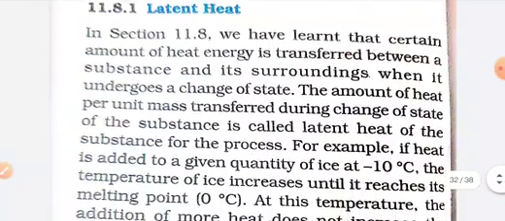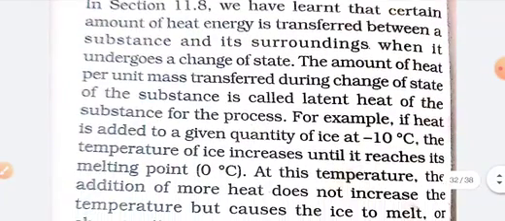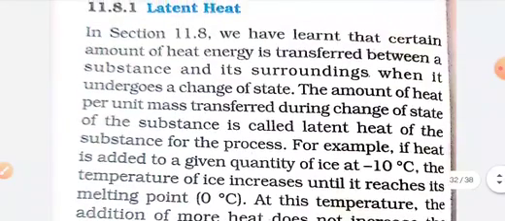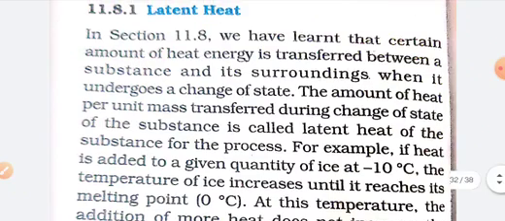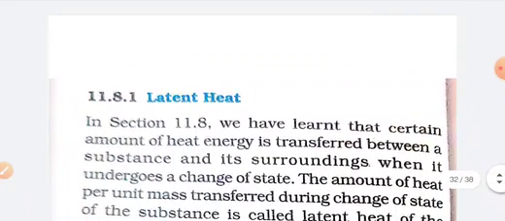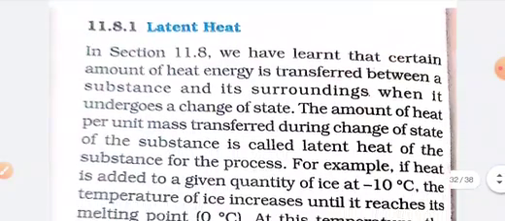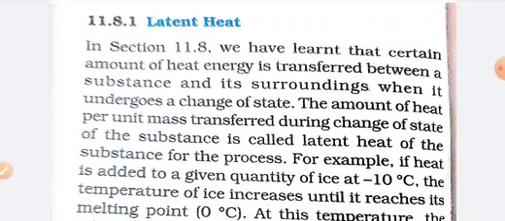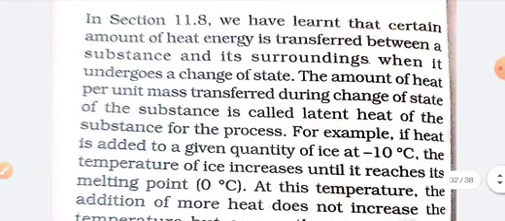In section 11.8 we have learned that a certain amount of heat energy is transferred between a substance and its surrounding when it undergoes a change of state. We know that when the state of the body is changing, some amount of heat is transferred between the substance and surrounding. That means while we are giving it heat, the temperature of the substance is not changing, but that substance is gaining the heat. So that heat goes into the change of state.